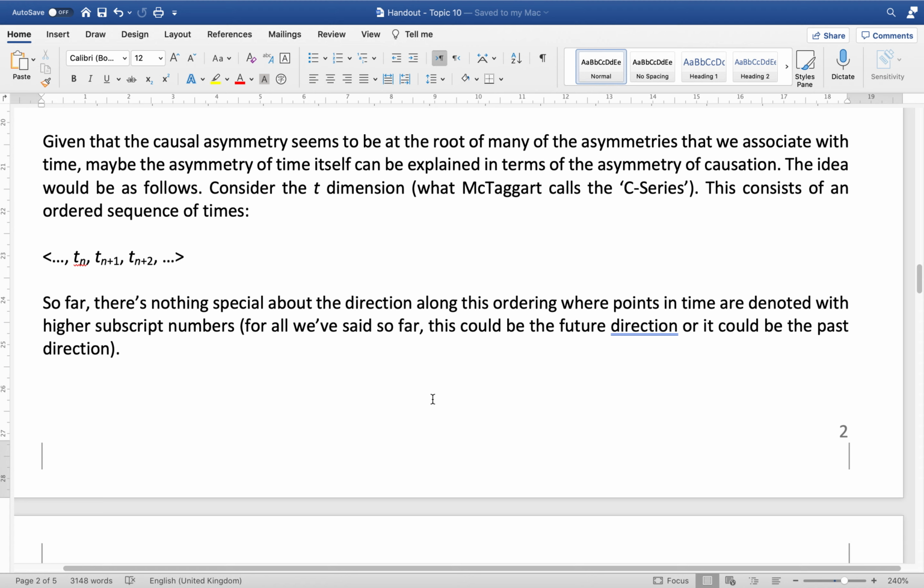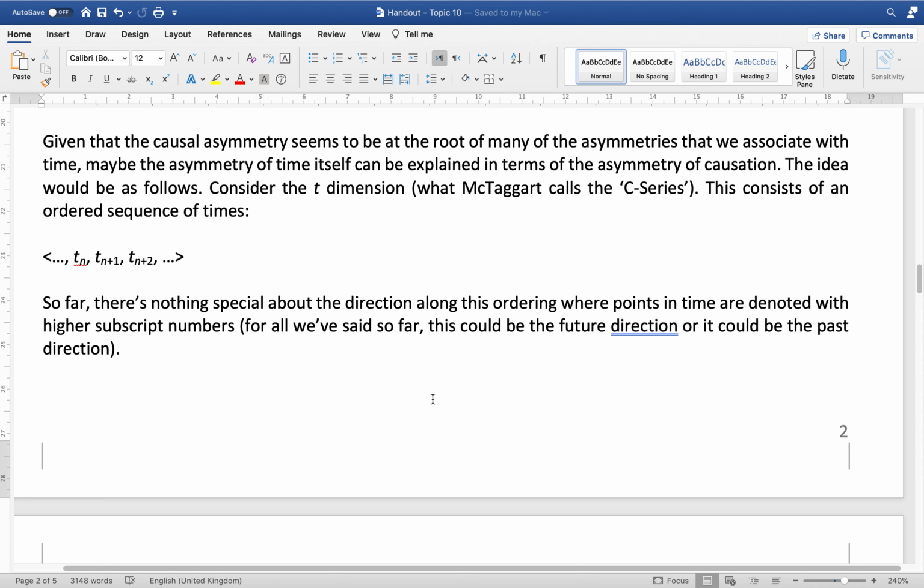Okay. So let's just set aside entropy asymmetry for the moment. We'll return to it. So let's start with the idea that maybe we could account for the asymmetry of time in terms of causal asymmetry, whether or not that could be further reduced to entropy asymmetry. So the idea would be as follows. If we consider the t dimension, the time dimension, or what McTaggart calls the C series, so this fourth dimension in addition to the spatial dimensions.